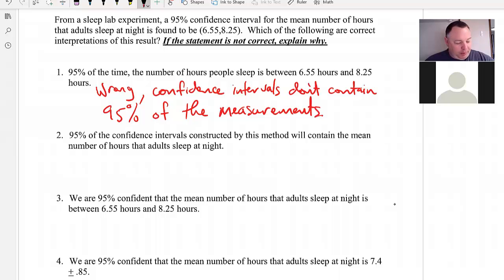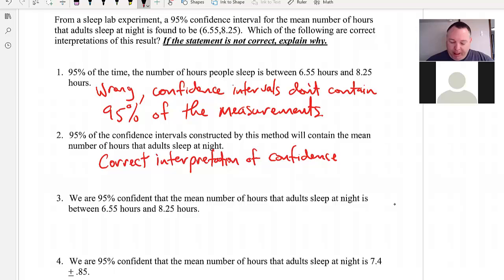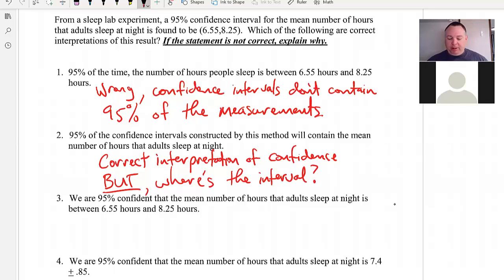The next one: 95% of the confidence intervals constructed by this method will contain the mean number of hours that adults sleep at night. That is correct. Well, part of it is correct. It's the correct interpretation of confidence, but what happened to the interval? You still have to state the interval, right? It just says constructed by this method. Well, it doesn't give what numbers the method was coming up with.